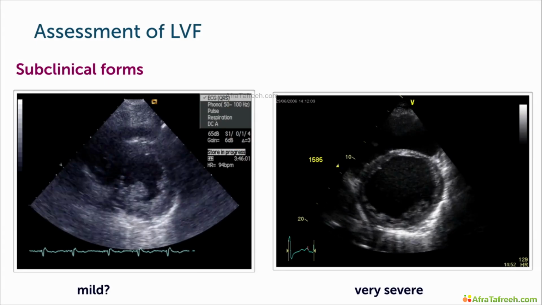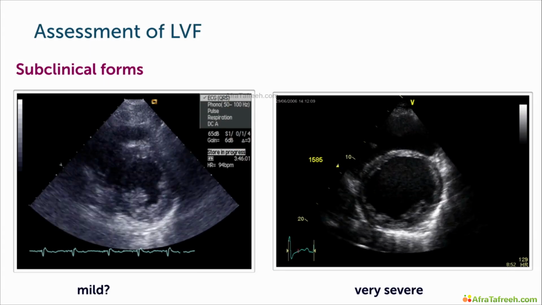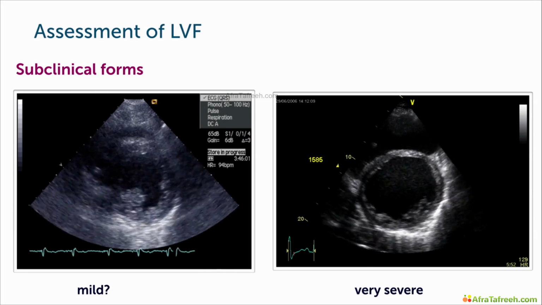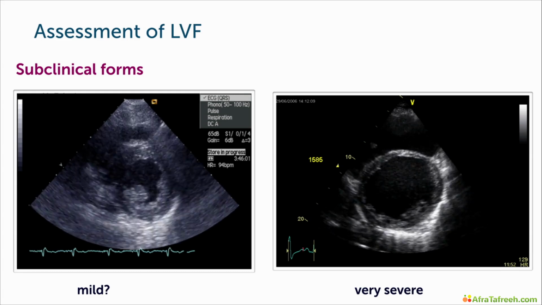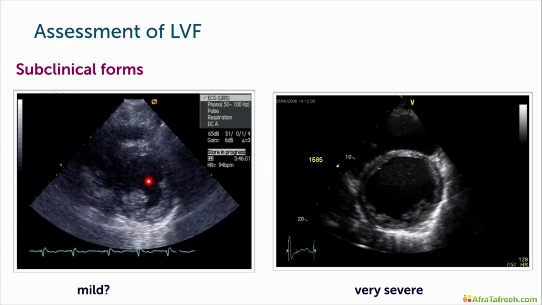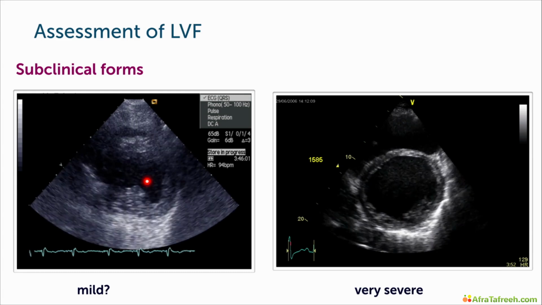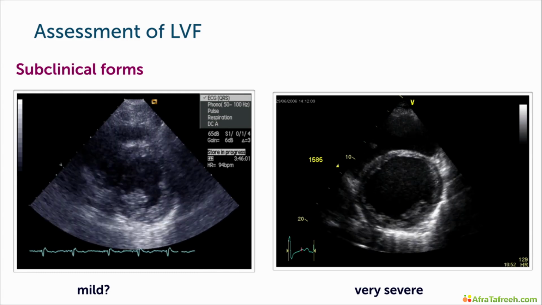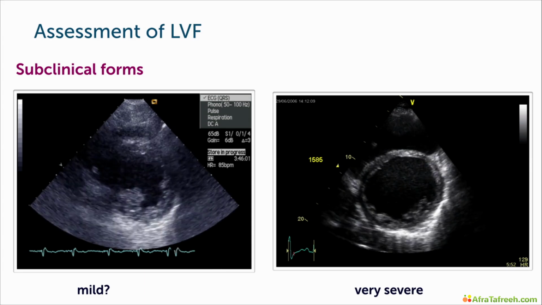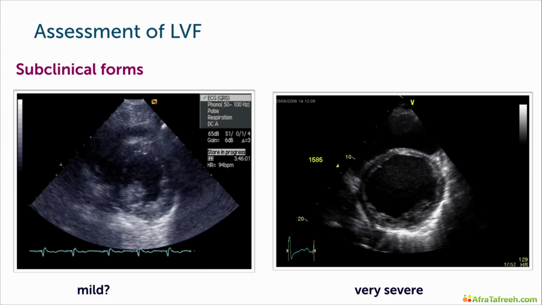And here are 2 more examples. Compare the 2 echoes. Are they the same? Well, definitely not. The patient on the right has very poor left ventricle function, and on the left side, this patient only has, I would say, mildly reduced left ventricle function. So sometimes you'll see subclinical forms, and these 2 have to be picked up because the earlier we treat these patients, the better the prognosis is.